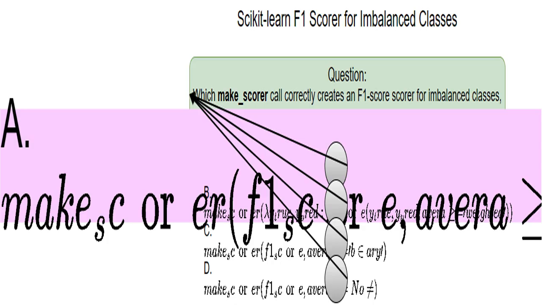This option directly uses the function with the weighted average. I think this is correct because the weighted average considers the number of samples in each class when calculating the overall F1 score, which accounts for the class imbalance. That's a really neat and clean solution.